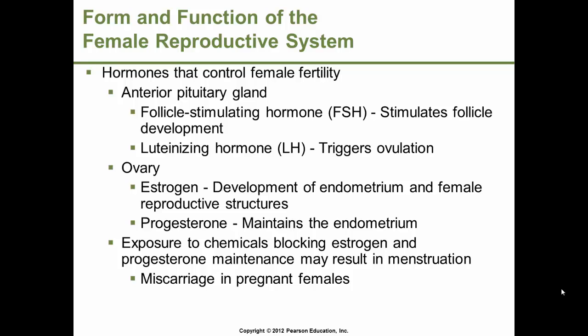Exposure to chemicals that might block estrogen and progesterone maintenance can result in menstruation, and thus would cause the endometrium to be lost as menstrual flow, and would be a miscarriage in pregnant females.